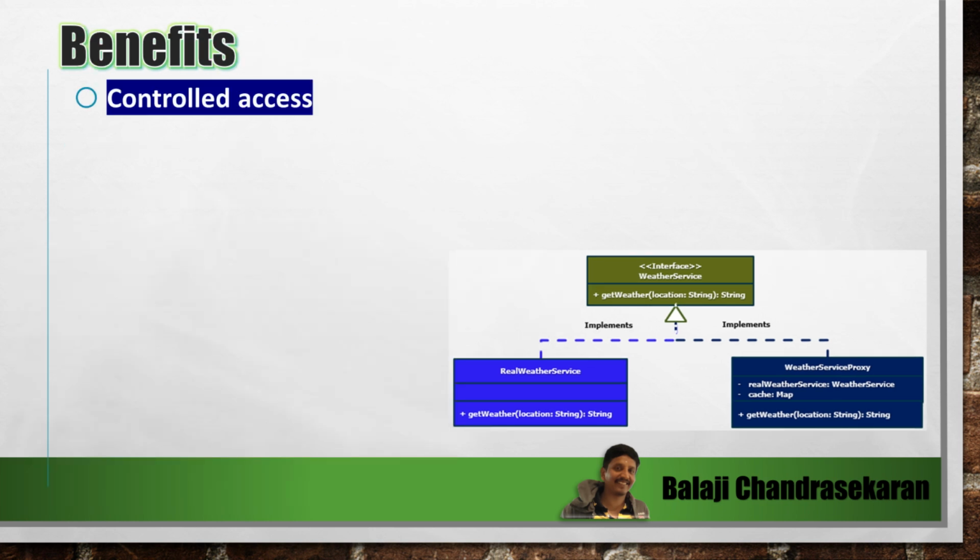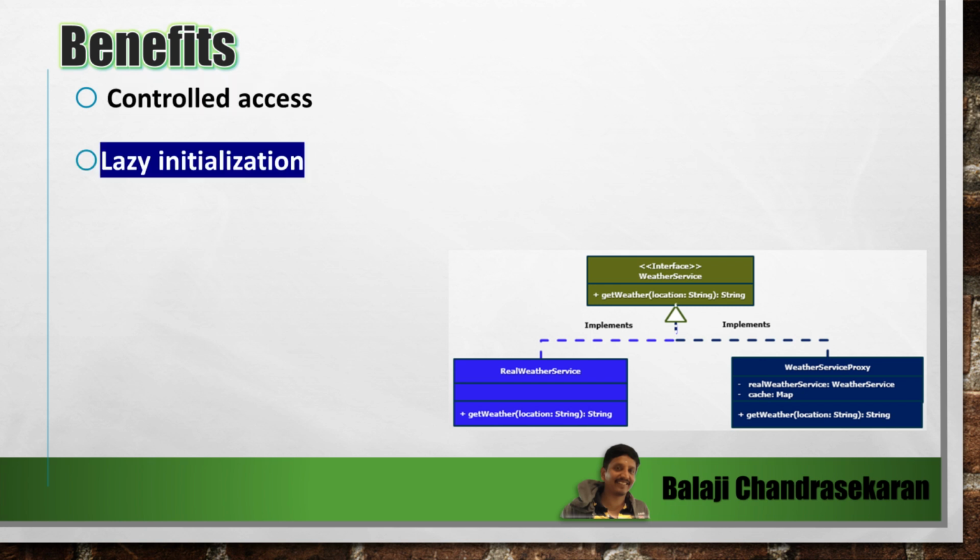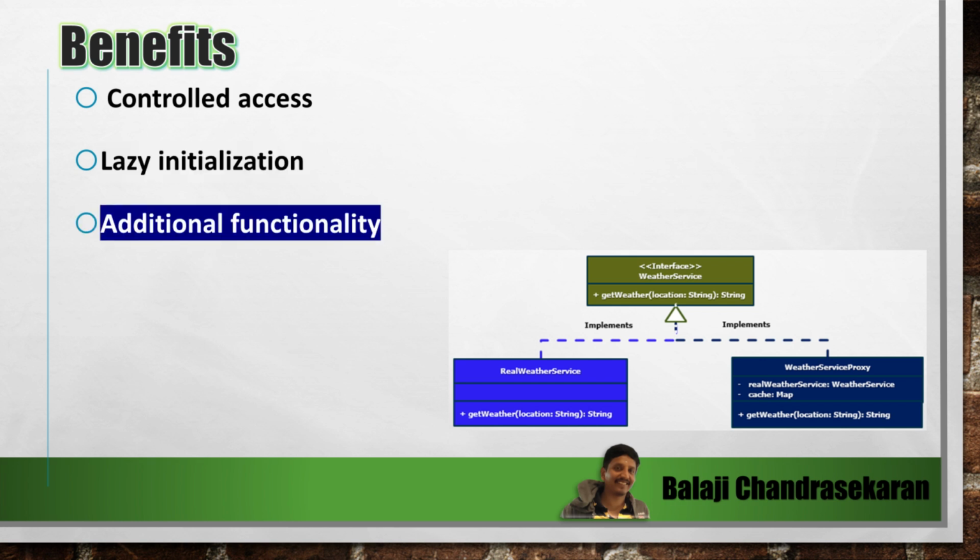The following are some of the benefits of the proxy pattern. Controlled access: the proxy can control access to the real object, which is useful for security and access control. Lazy initialization: the proxy can delay the creation and initialization of the real object until it is actually needed, improving performance. Additional functionality: the proxy can add additional behavior when accessing the real object, such as logging, caching, or remote access.